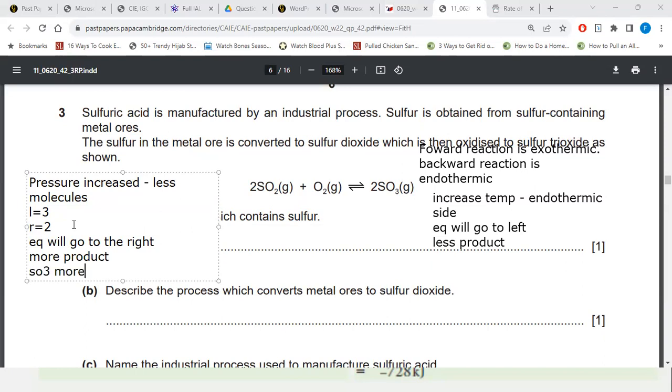So that's what you write down as your answer. That when pressure is increased, the equilibrium shifts to the side with less number of molecules. So equilibrium will go to the right side. So more product and more SO3 will be made. That's it. That's your answer. Okay, let's go ahead and open up another question.